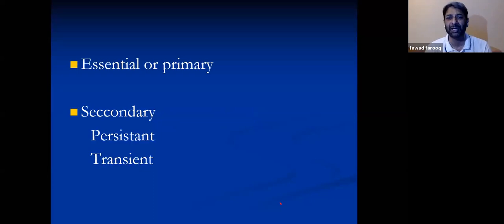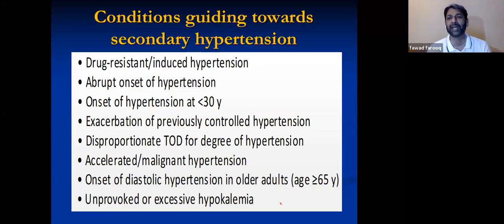That means you have to remember the different classifications, then take your patient's readings, make an average reading, and place your patient according to the blood pressure reading you have achieved. To make an etiology, you have to assess his history and examination regarding essential versus secondary, but there are some clues towards secondary hypertension, which are in this slide. Drug resistance, abrupt onset of hypertension, onset less than 30 years, exacerbation of previously controlled blood pressure, disproportionate target organ damage for the degree of hypertension, accelerated hypertension, diastolic hypertension in older age greater than 65, unprovoked or excessive hypokalemia. So these are the clues you have to pick up in your patient to guide you towards any specific secondary cause of hypertension.